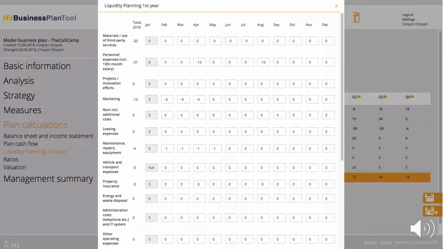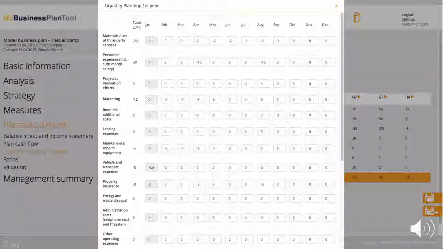In terms of marketing, I will choose to pay for advertising and promotion between February and April, before the season begins. I will also use that time to do maintenance on the car and repairs and buy new equipment. So that is in February, March, April, and May. I expect to pay my property insurance in April and August. The negative numbers mean that I'm paying money.